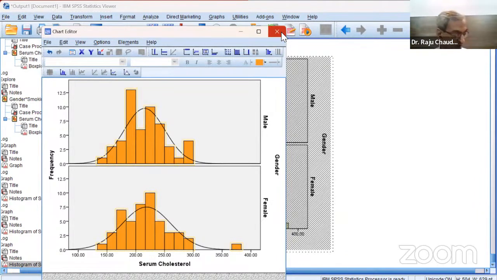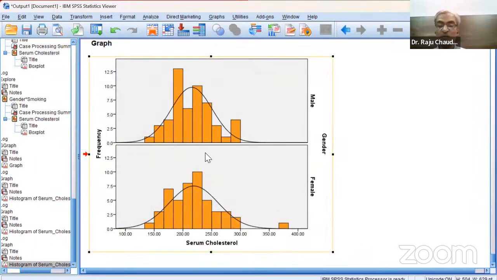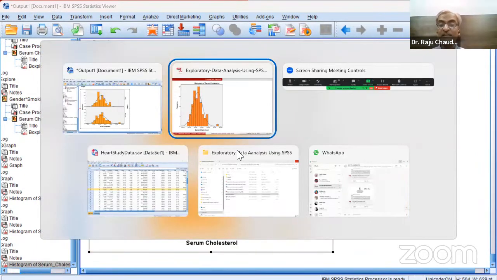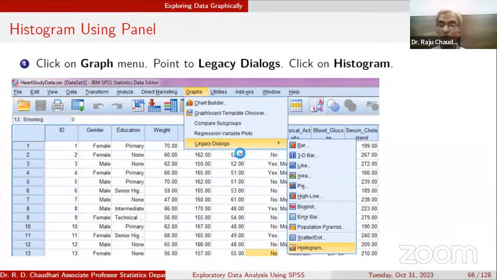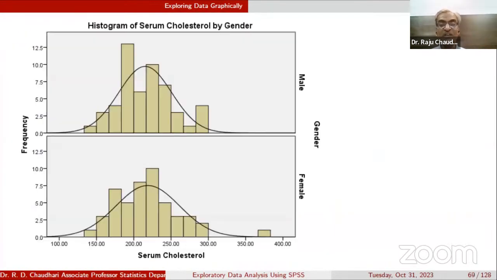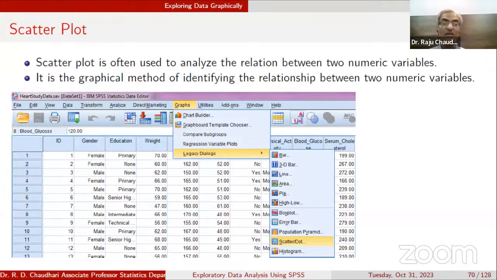So all the options are there. It is not possible to cover in a 1.5 hour session. I am trying to explore more, right? Okay, so this is how we can create the histogram. Now, panel histogram we have seen according to gender, right? So we have a separate histogram for male and female respondents for the serum cholesterol, right?